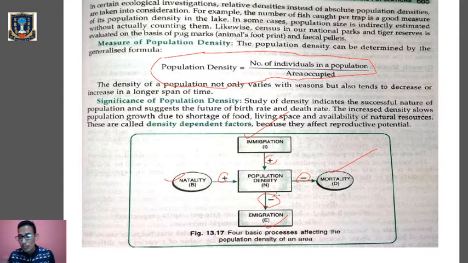But when there will be more mortality and emigration, then the population size will decrease. These four factors will affect the population density of a particular area. So we'll go through the terms one by one.